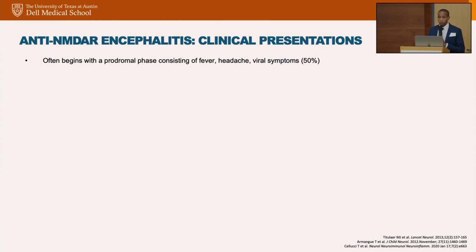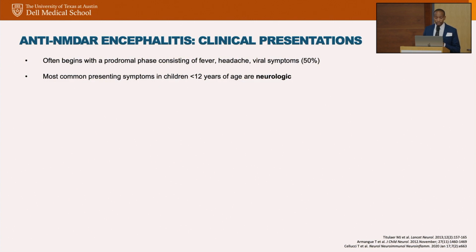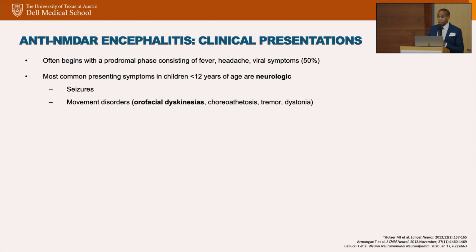After this viral prodrome, these kids will typically present with neurologic-based symptoms. This could include seizures, movement disorder. These are the 2 most common initial presenting features in young children. The movement disorders are often oral facial dyskinesias that kind of look like this. So just that kind of constant movement. It could be dystonia, it could be choreoathetosis, or it could even be tremor. And so these are things you want to ask about and look for. They're very common as the initial presenting features.